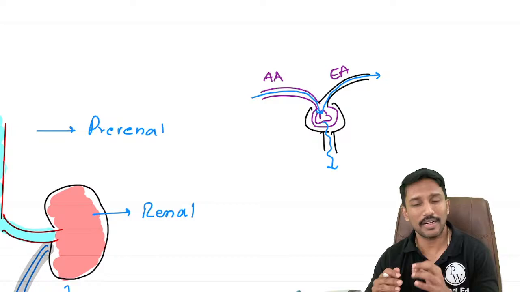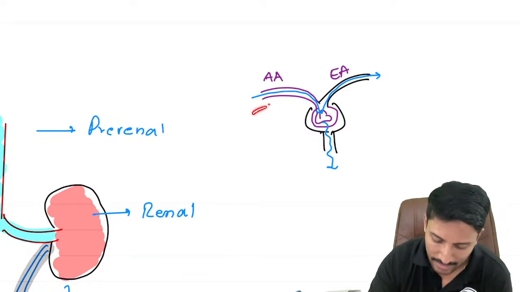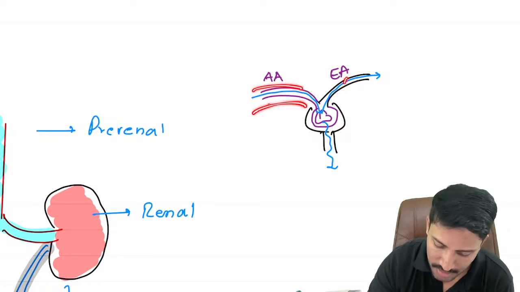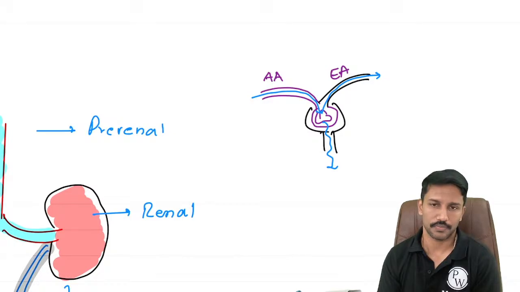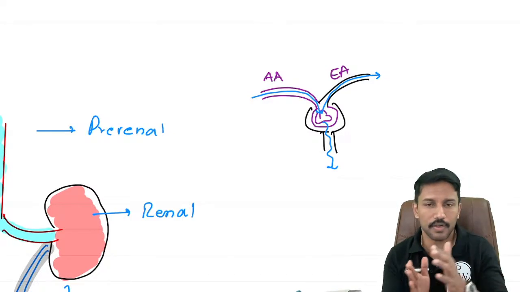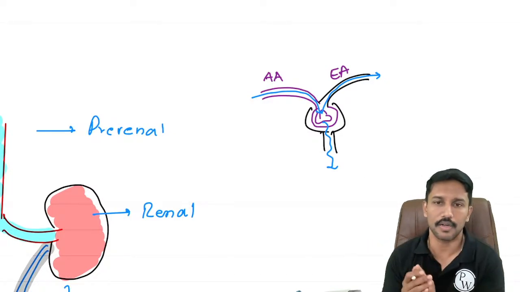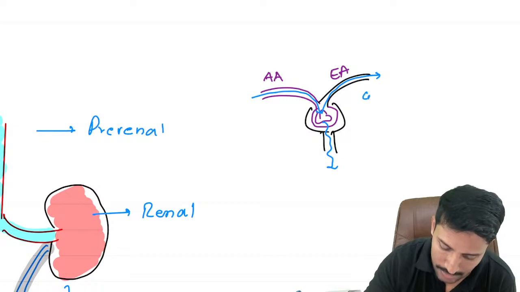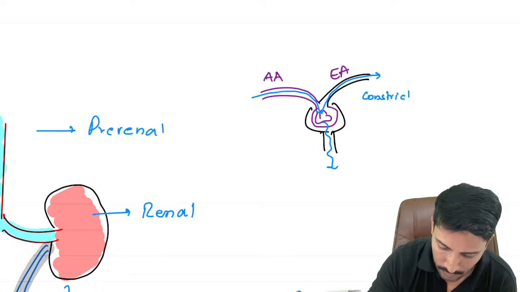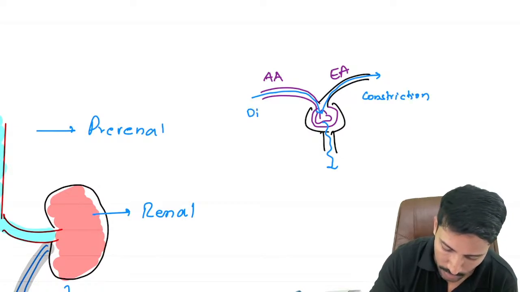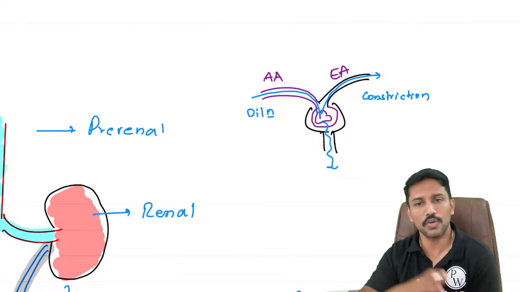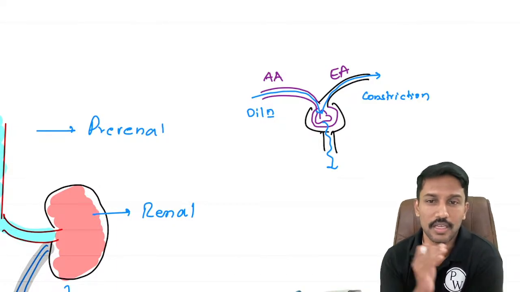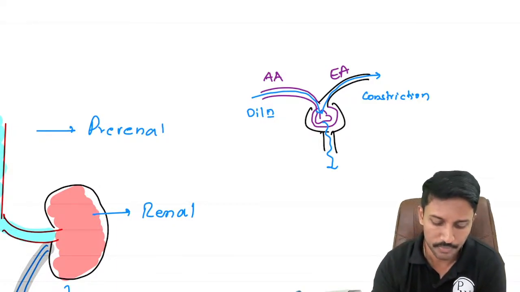And I can try to do that by two alterations. One, I can dilate the afferent arteriole, or I can constrict the efferent arteriole. So how can I dilate the afferent arterioles and how can I constrict the efferent arterioles? Efferent arteriole constriction and afferent arteriole dilation can help me to re-establish good blood flow to the kidney even when the amount of blood coming to the kidney is reduced.